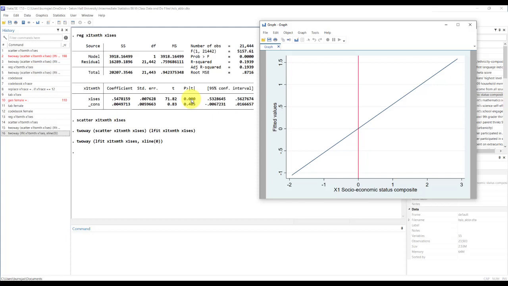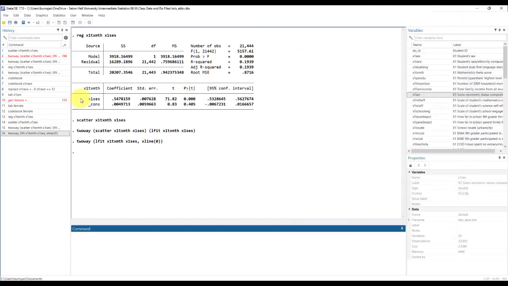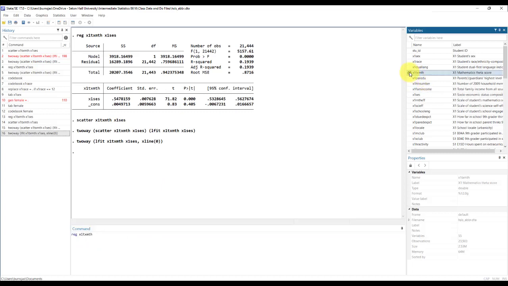So that's how we do simple regression when we have a continuous outcome and a continuous predictor. Now let's say that we want to look at the same outcome, but instead of looking at the extent to which SES predicts math achievement, now let's swap that out for gender. So we're going to use the same command, the same regress command. We're going to put in the math score, and then I've got another variable here called female.